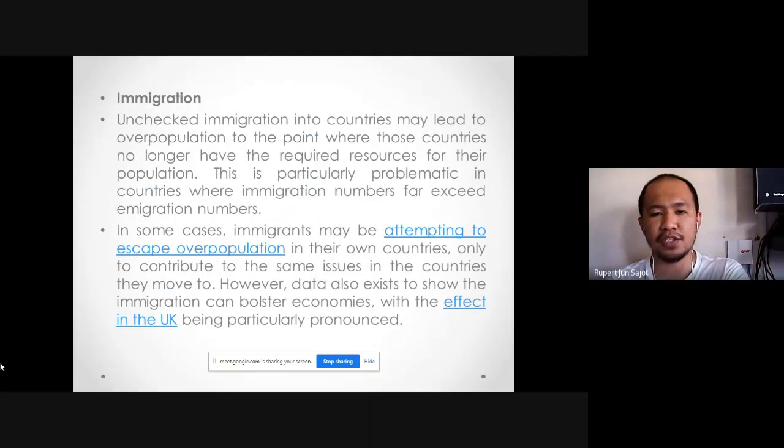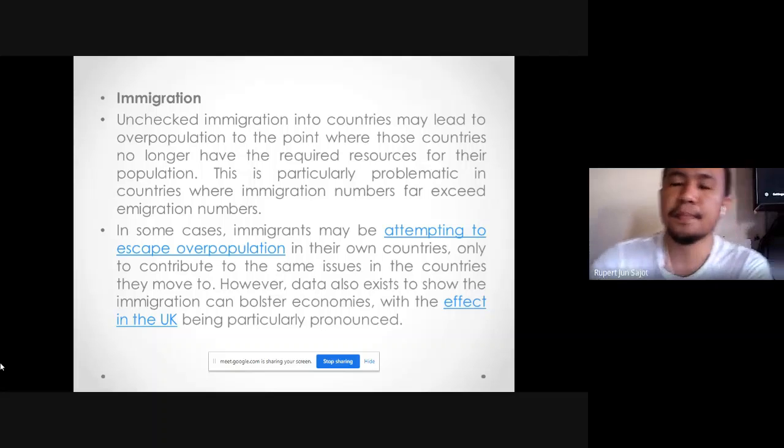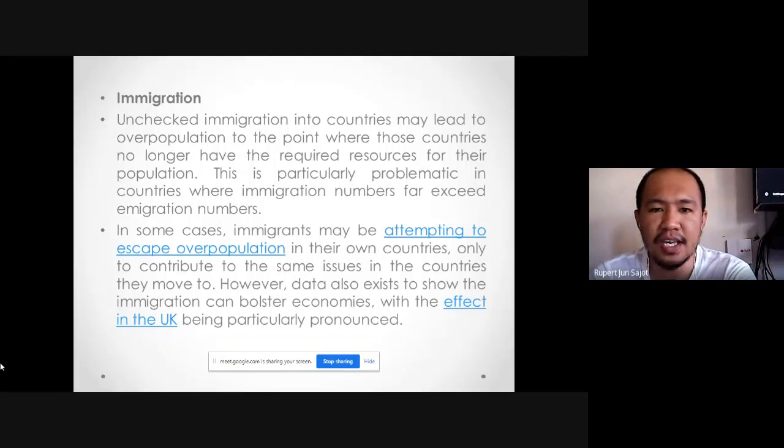Another one, we have immigration. So unchecked immigration into countries may lead to overpopulation to the point where those countries no longer have the required resources for their population. This is particularly problematic in countries where immigration numbers far exceed emigration numbers. Say, for example, the United States. During President Trump's campaign to his presidency, he emphasized that they would close borders and would deport illegal immigrants in their country. It's because it causes problems economically and other issues concerning migration.